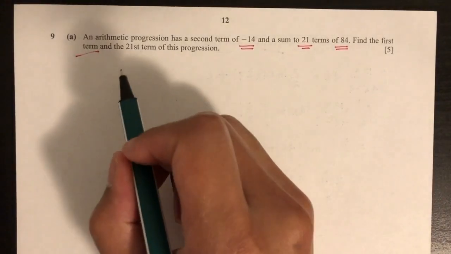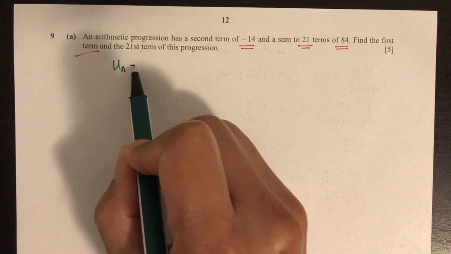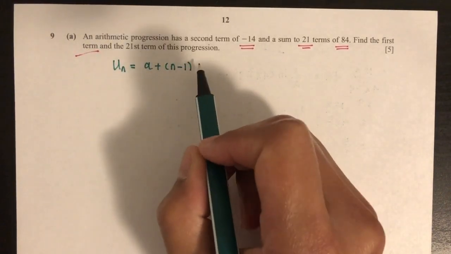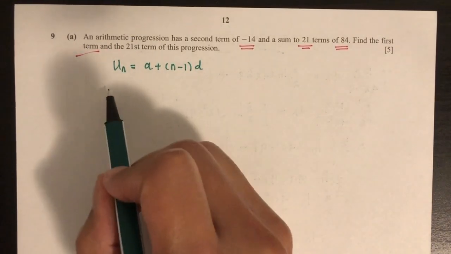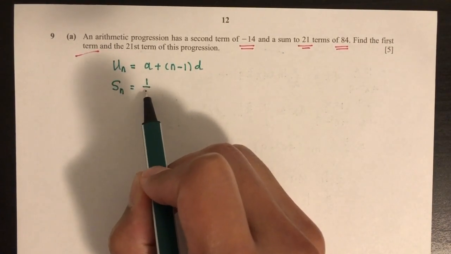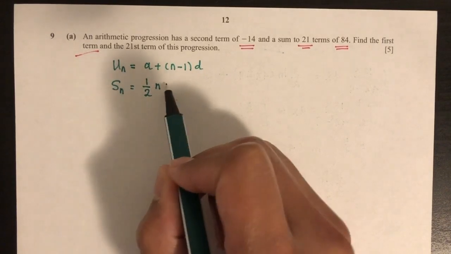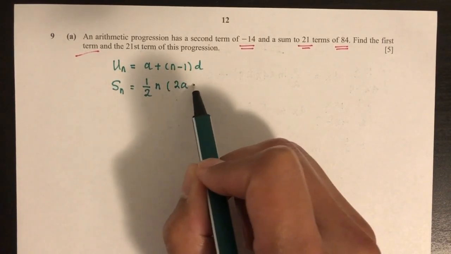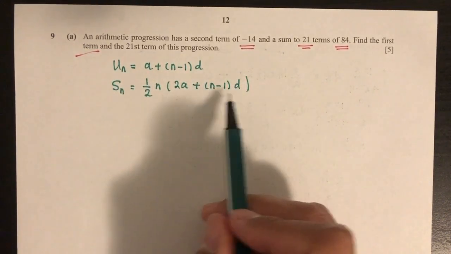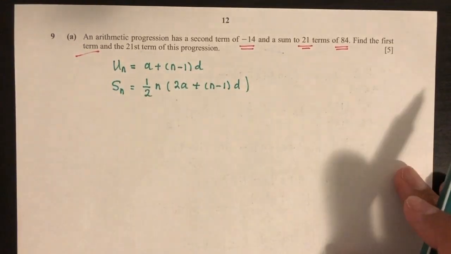The first one says the nth term equals a plus n minus 1 times d, which is the difference. Now for S of n, that was half n times 2a plus n minus 1 d. So we have to use these two formulas to find the answers.